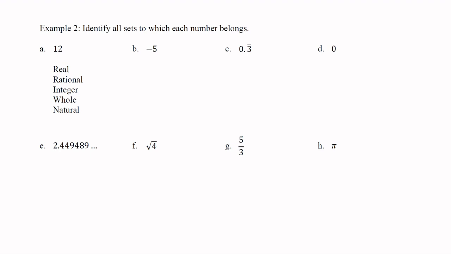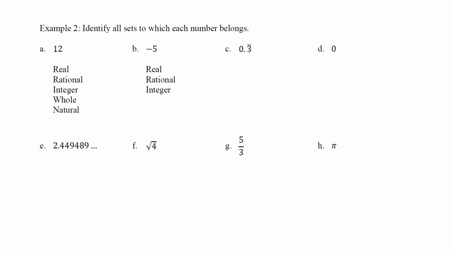Because it is a counting number, right? 1, 2, 3, 4, 5, 6, 7, 8, on through all the counting numbers. So it is natural. So that is all the ways that we can classify this number. All right, for B, -5. We know it's real, we know it's rational, and we know that it's an integer. But because it's negative, it is not a whole number. So that's as far as we can take it.